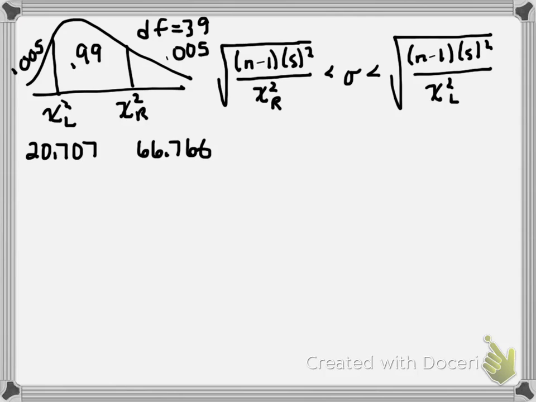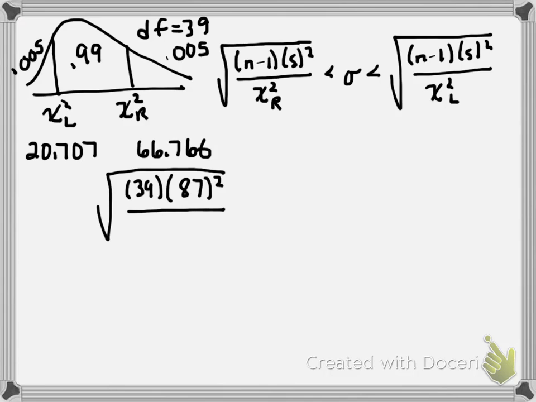Now let's substitute in the numbers. Well, n minus 1 is really the same thing as the degrees of freedom, which is 39. The sample standard deviation they gave us is 87. Don't forget to square that. Divided by chi-square on the right, which is 66.766. Is less than the population standard deviation is less than.